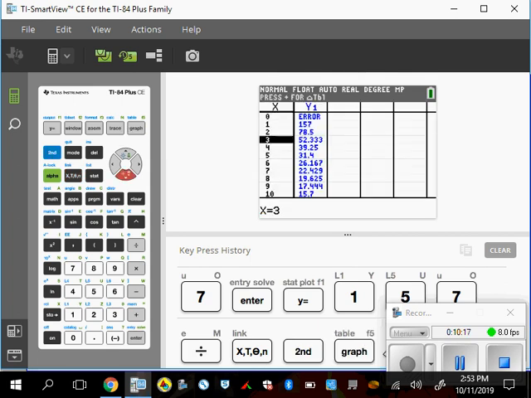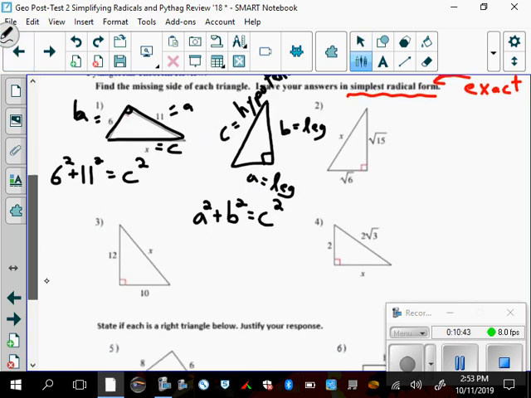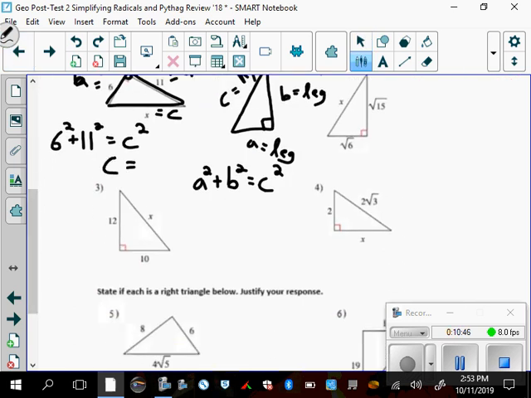Then as I go through, I can look to see, are there any numbers that go into 157? I've scrolled far enough where I don't see any numbers that go into it. That means 157 is prime, and sometimes that happens. You can't break it down. So my final answer right here is going to be C is the square root of 157. If they wanted me to approximate that, I would approximate it. But if it says in simplest radical form, we need to leave it that way.